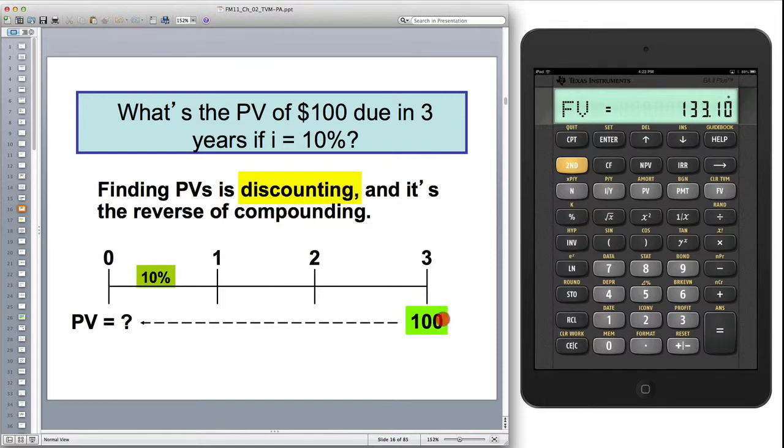Finding the present value is discounting future cash flows, and it's the reverse of compounding. So in this case, we are given that we will have a terminal value of $100 at the end of 3 years. What is the present value of that? It links to this concept that a dollar today is worth more than a dollar tomorrow.